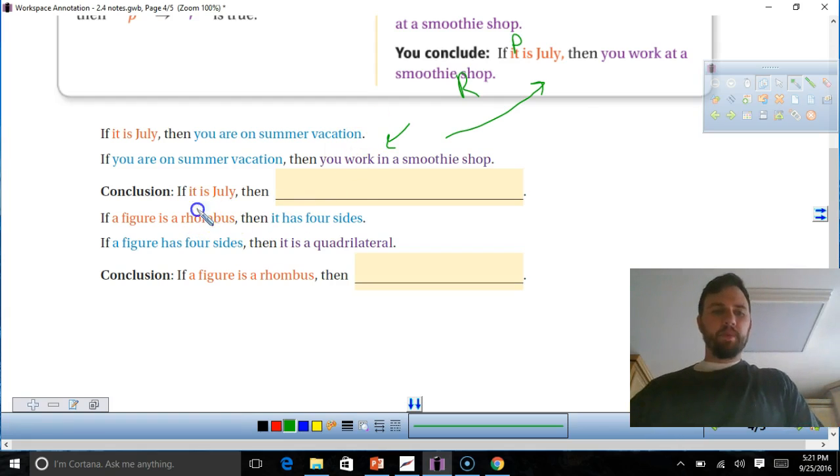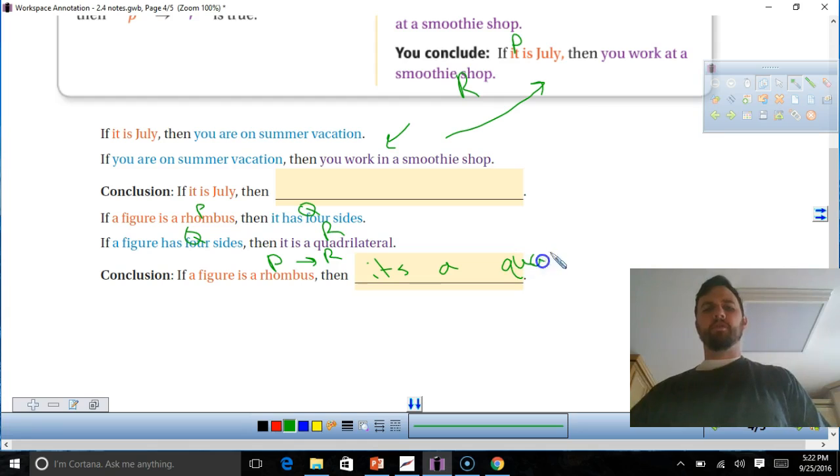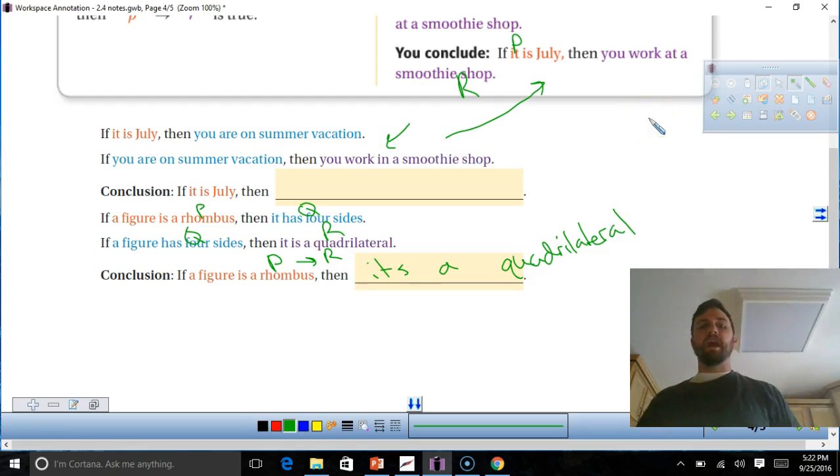So we have a P to Q, Q to R. It means P can go to R. So then it's a quadrilateral. What's a quadrilateral? First one tell me in class gets a Twizzler or a Jolly Rancher or something. Because we have P to Q, Q to R, let's cut out the middleman.